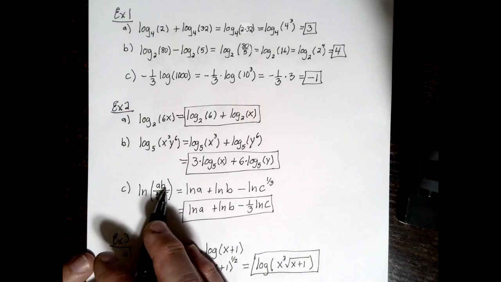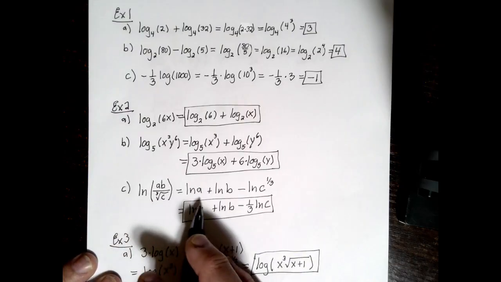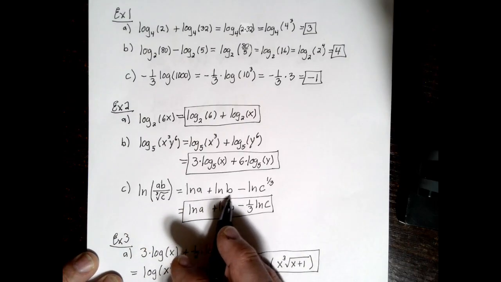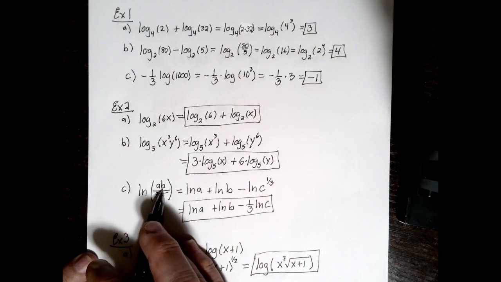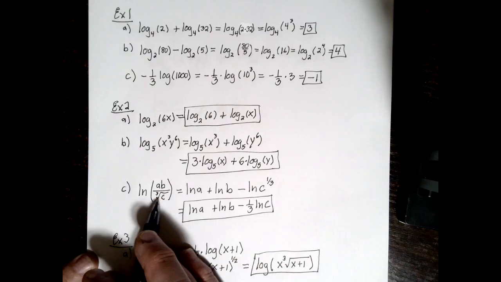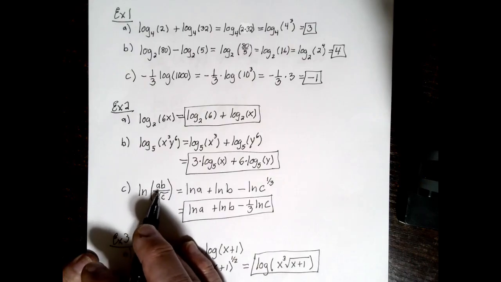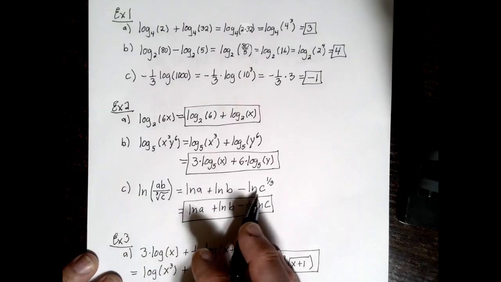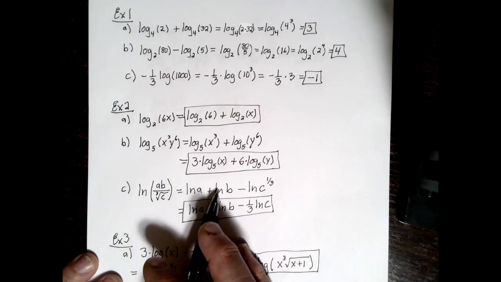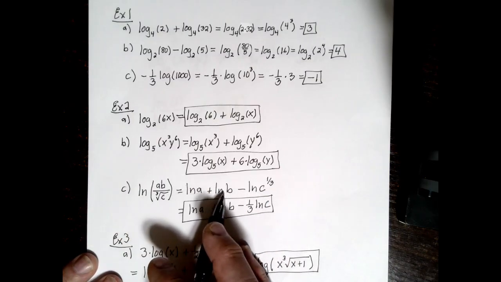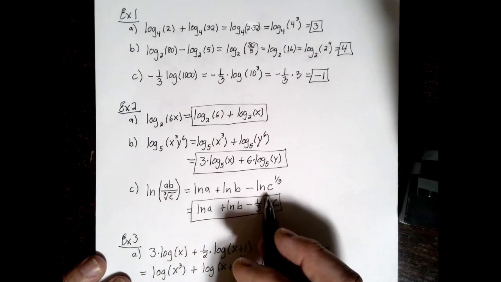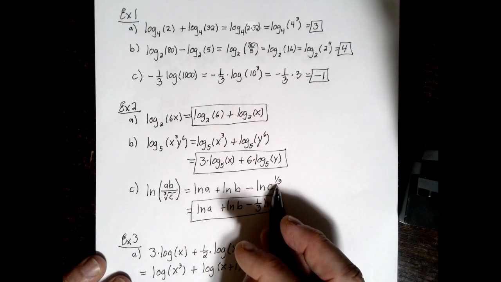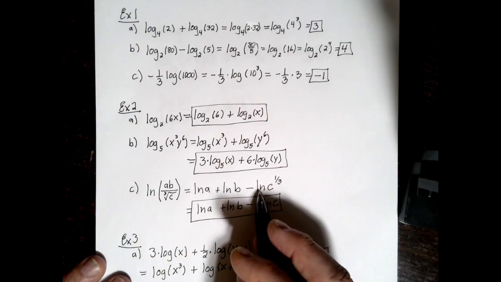Now ln of ab over cube root of c is ln of a plus ln of b, subtract ln of c. So ln of ab is subtracting, you get ln of ab subtract ln of cube root of c. And then the ab breaks up into ln of a plus ln of b. And the ln of c is the cube root, and you can bring the 1/3 out front.